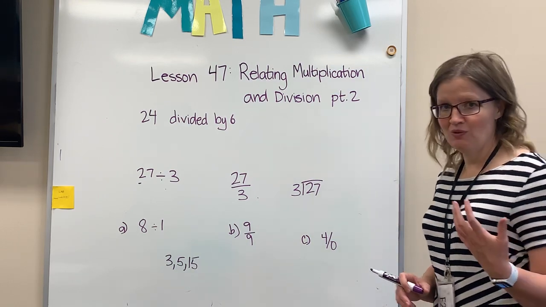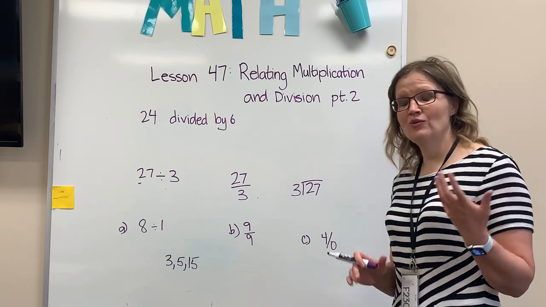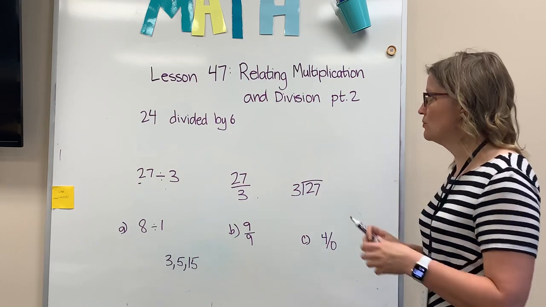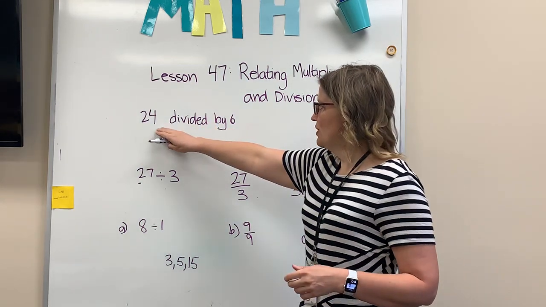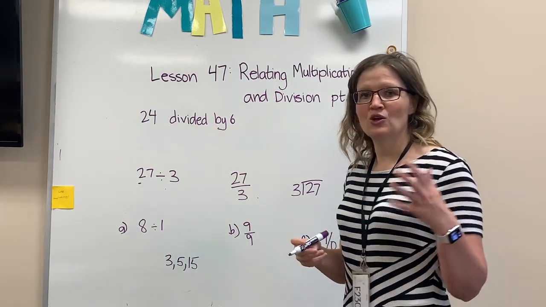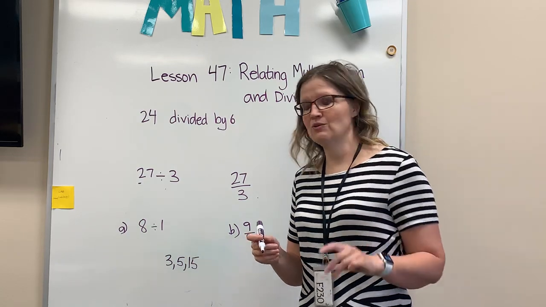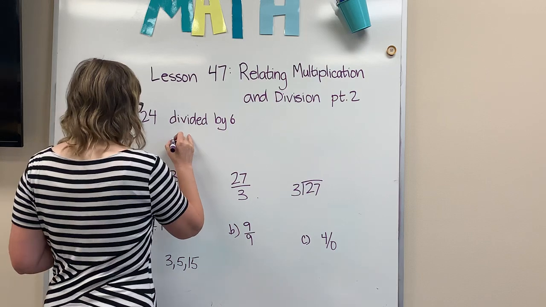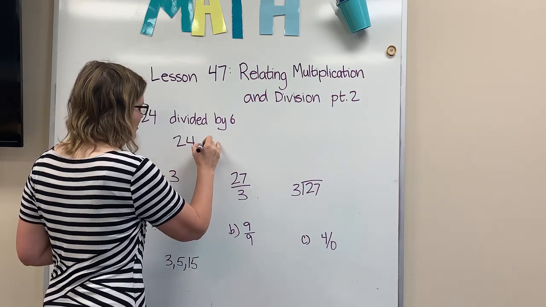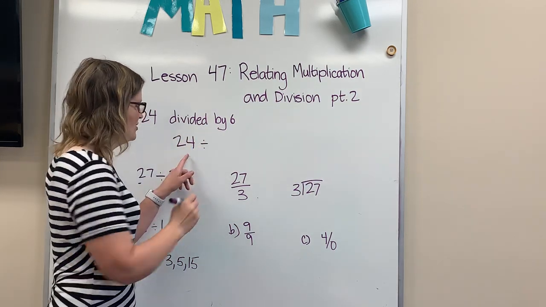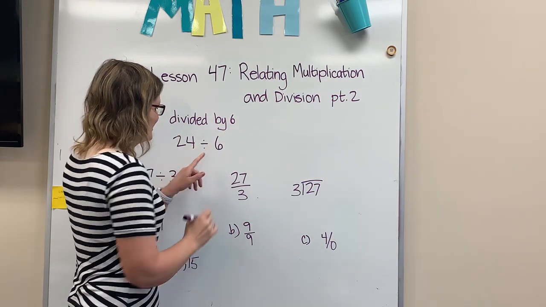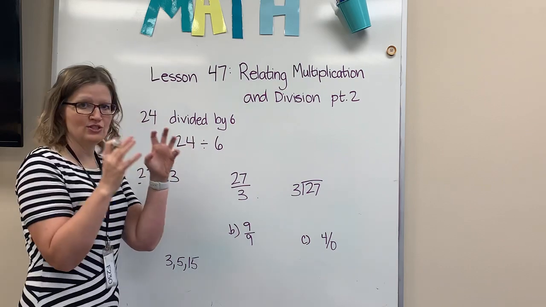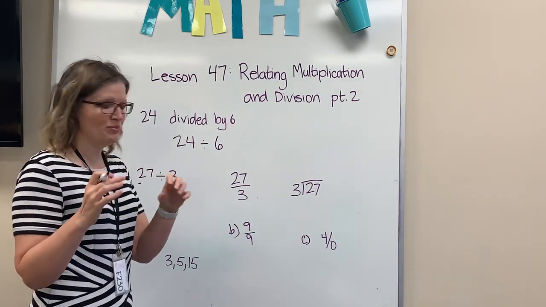There are a couple of different ways that we can show that we're going to divide or separate something into smaller groups. For the number 24 divided by 6, we can show it 3 different ways. Our first way is we can say 24 and we use the division symbol divided by 6. What we're saying is we're wanting 24 broken into 6 equal parts.